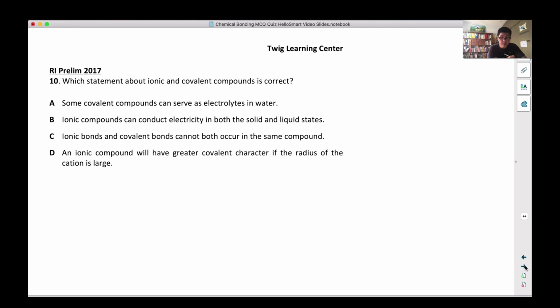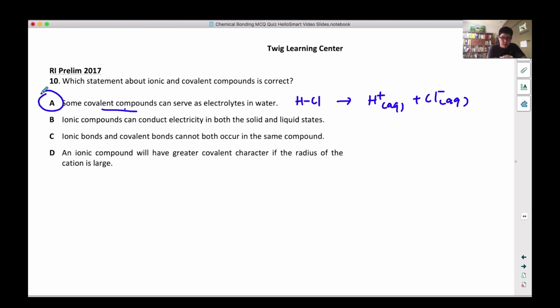Question: which statement about ionic and covalent compounds is correct? Some covalent compounds can serve as electrolytes in water because electrolytes must have mobile ions. So what covalent compound can serve as an electrolyte? Give you an example, HCl. HCl is actually a covalent compound because it's made of two non-metals. But once you put it in water, it will dissociate completely to form H+ (aq) and Cl- (aq). So these are the mobile ions that will allow it to conduct electricity. So the answer is A.